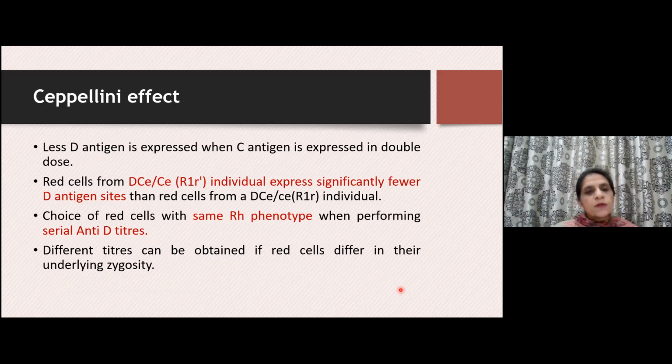Another effect that is important for titration purposes is the Ceppellini effect, wherein less D antigen is expressed when the C antigen is expressed in a double dose. So when we are doing anti-D titers, we need to choose red cells with the same Rh phenotype, because if we use red cells with different zygosity for titers, we can obtain different titers, and it may affect the clinical management of the patient, particularly antenatal patients who are undergoing antenatal checkups.